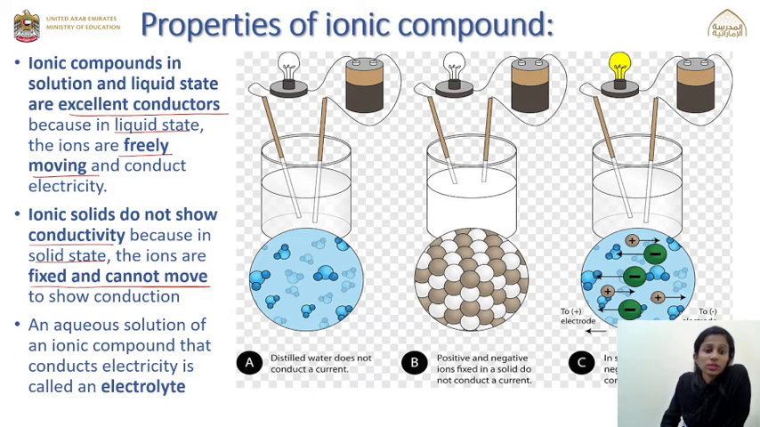So you have to remember that an ionic compound can conduct only if it is in a liquid state, that is dissolved in water, or when you have a molten ionic compound. But if you have a solid ionic compound, conduction is not possible, as you can see in figure B here, because the ions are not able to move. Conductivity needs movement, which is not seen in the solid state, but it is seen in a molten or aqueous state. And this aqueous solution of an ionic compound is called an electrolyte because it can conduct electricity.